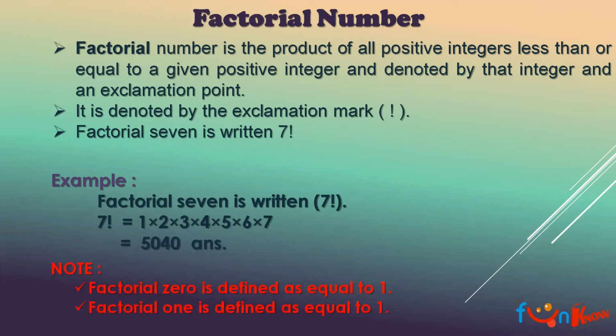Now factorial 0 is defined as equal to 1, and factorial 1 is also defined as equal to 1. So these are the facts you need to remember.